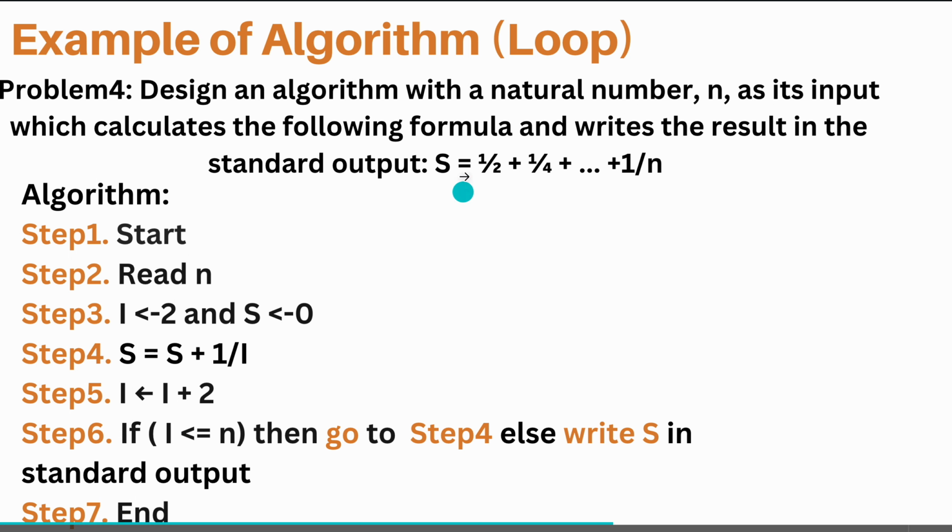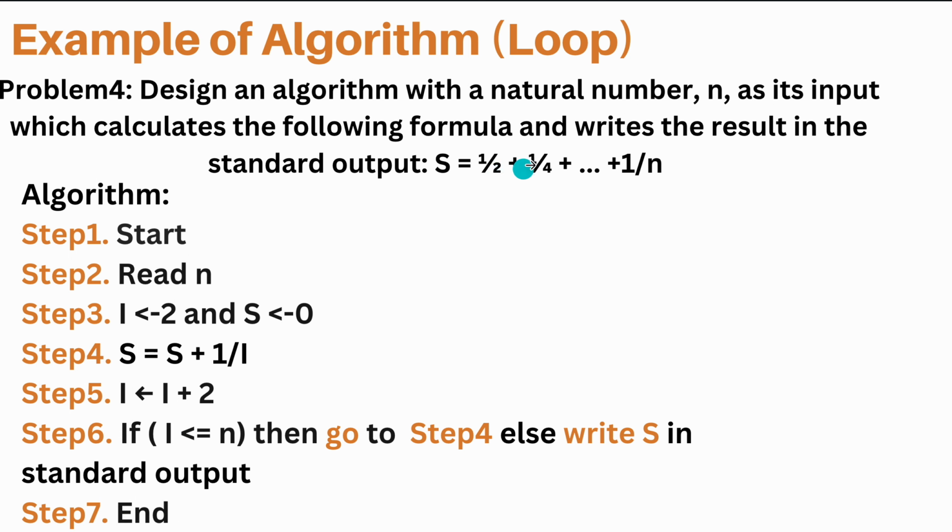There is another example. There is a series 1 by 2 plus 1 by 4 plus up to 1 by n. Here we are taking n as an input. As we are taking two variables, because we have to find the sum of all the fractions in this series. First assign 2 to I and 0 to sum. Basically, S is the sum. And what will be the sum? Sum equal to sum plus 1 by I.